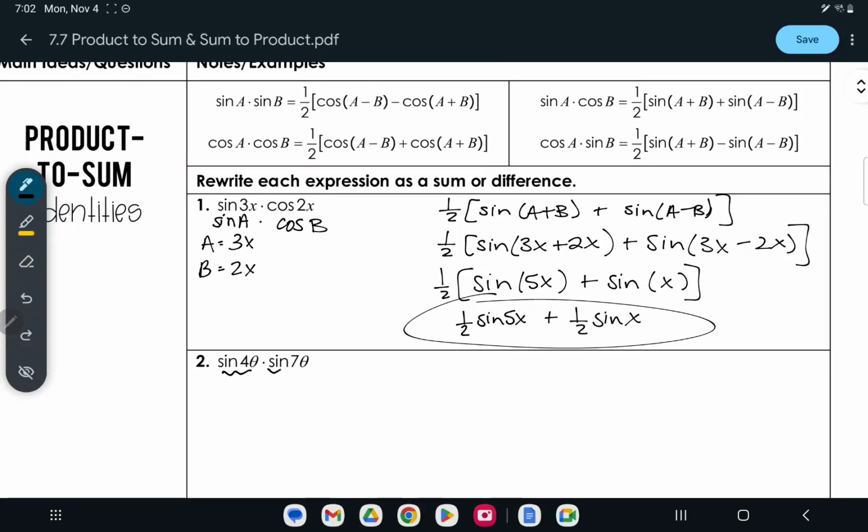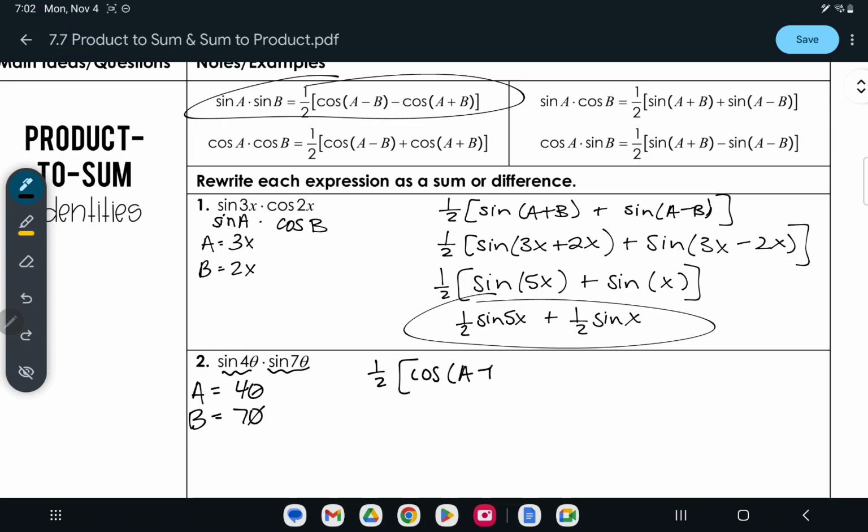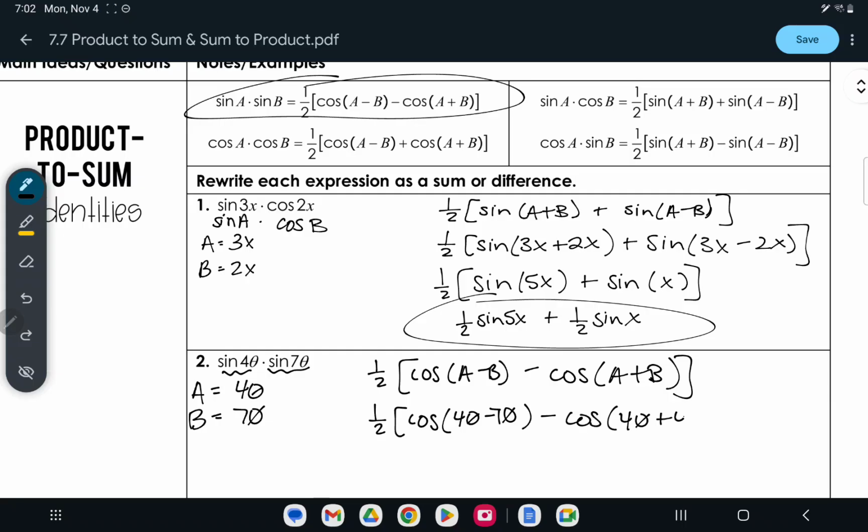Let's take another one. This one's a sine. So A is 4 theta. B is 7 theta. So I'm going to write the formula. So 1/2 cosine of A minus B minus cosine of A plus B. So let's fill in what we have. So 4 theta minus 7 theta and 4 theta plus 7 theta.